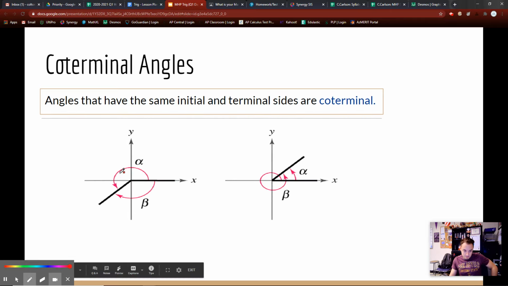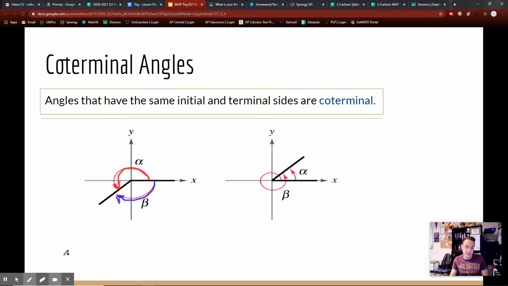So for instance, right here, alpha, I go right here, sort of. And then beta, I go right here. Now notice this. Ready? In green, they have the same initial side. This is the initial side where it starts, the positive x-axis. And they also have the same terminal side. Alpha is right here, but beta has to go all the way around to do it. So what are coterminal angles? Alpha and beta are coterminal angles here because they share the same initial and terminal sides, even if beta has to go around all the time.